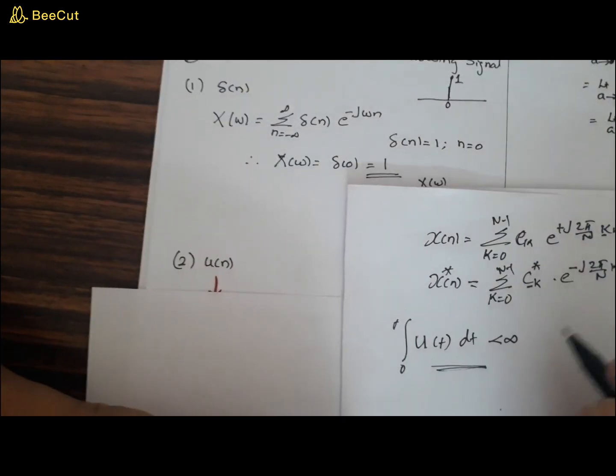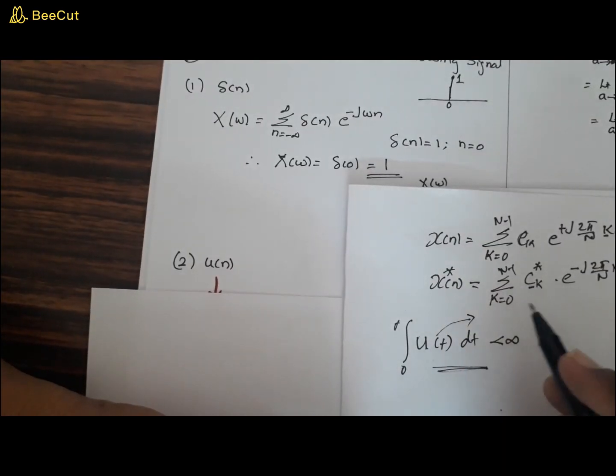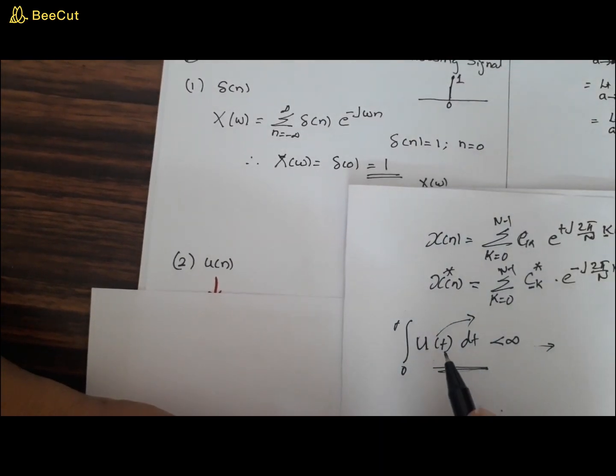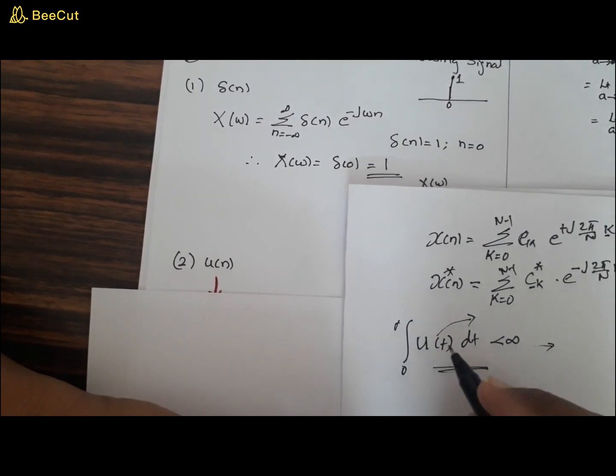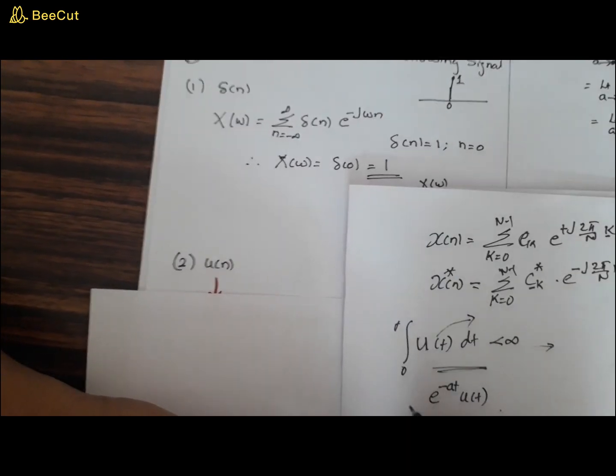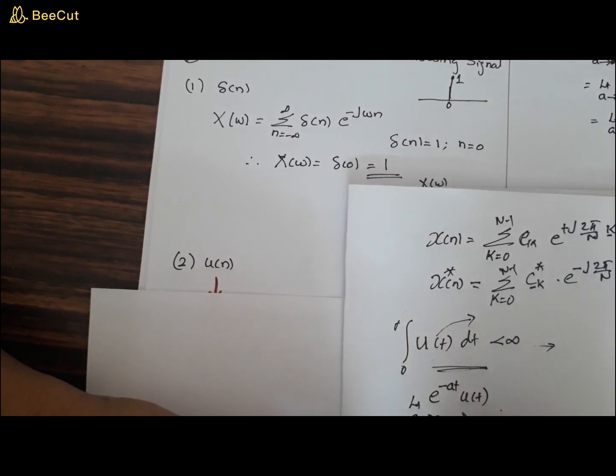But anyway, we managed to find the Fourier transform by first representing u of t in terms of the signum function. Even without representing it as a signum function, you can do this. What you need to do is multiply u of t by e raised to minus a t, with the limit a tends to 0. This is called a limiting function.